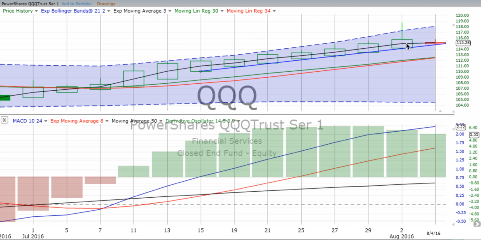So not a lot of movement either way. Still above the 2-day trend line, derivative oscillator losing energy. MACD and the signal line are pretty much the same, both still going up.